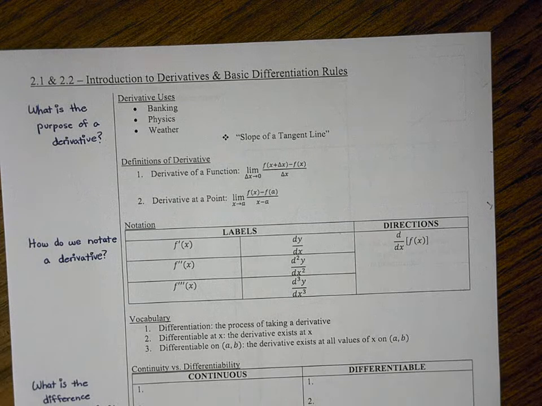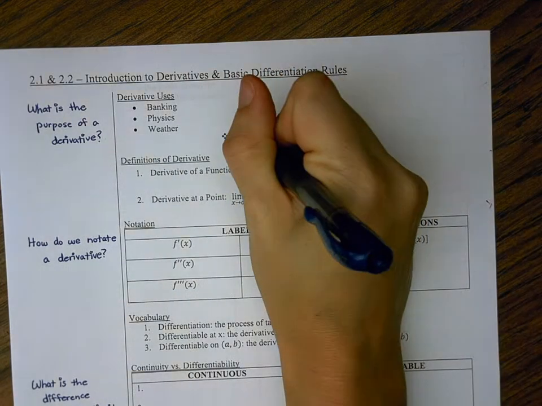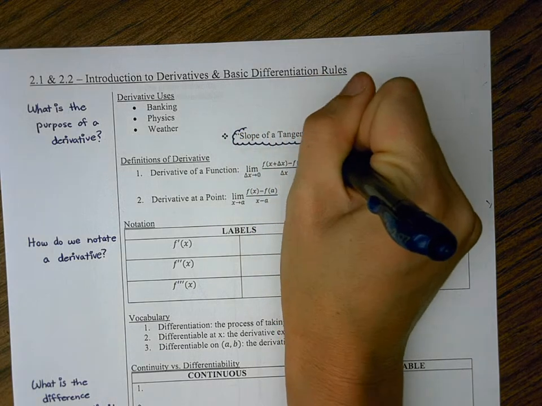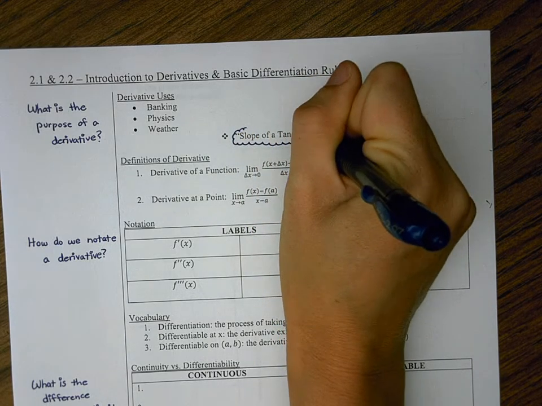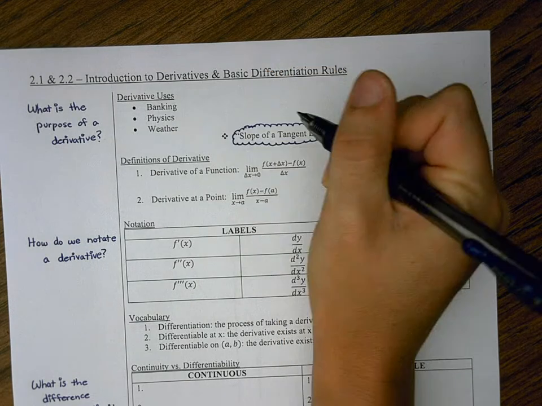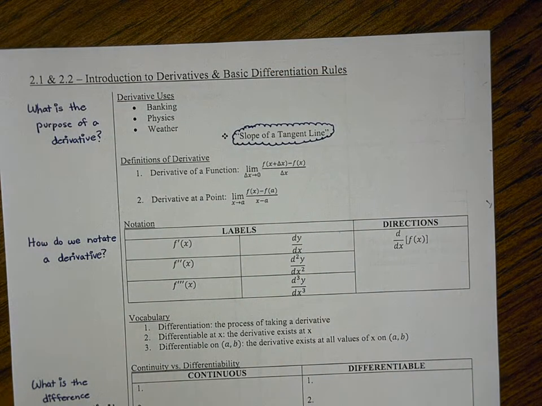Okay, so what is the purpose of a derivative? Well, derivatives actually have a variety of uses. You see some of them notated underneath derivative uses here, but in our class, we are, for the most part, going to use the derivative to find the slope of a tangent line. And this is important to recognize because within the directions of your problems, they will sometimes tell you find the derivative of, and other times they will say find the slope of the tangent line of.